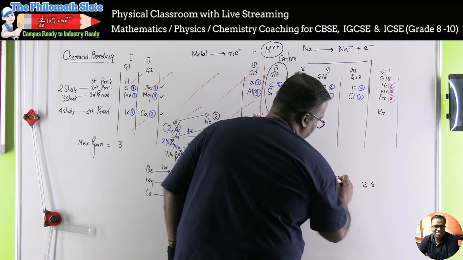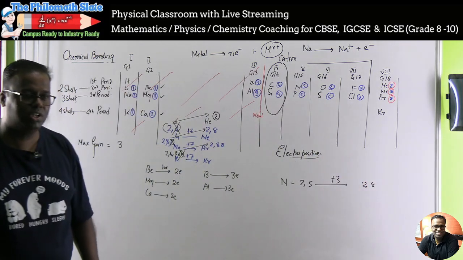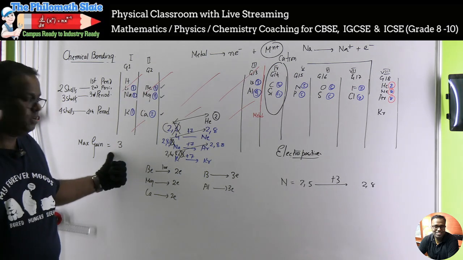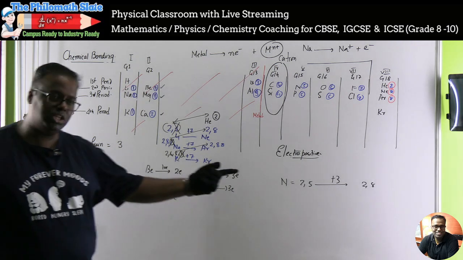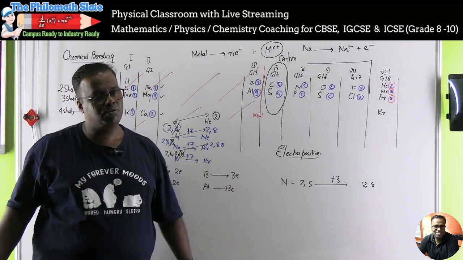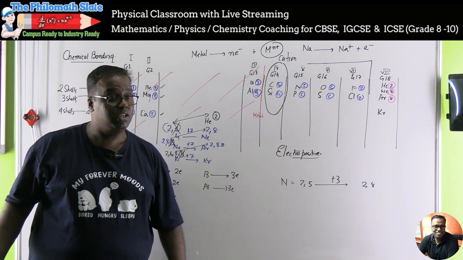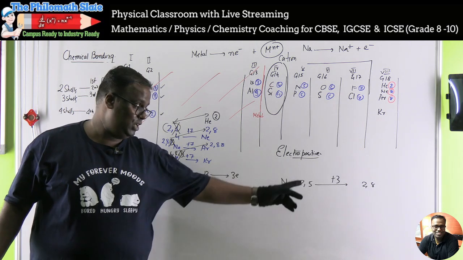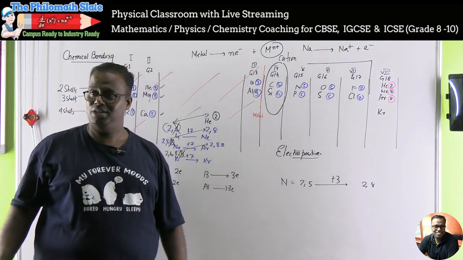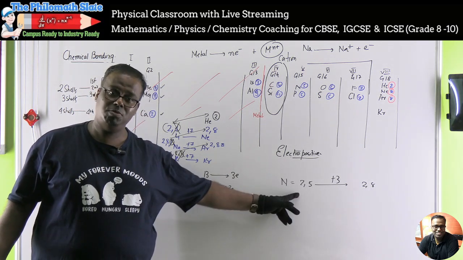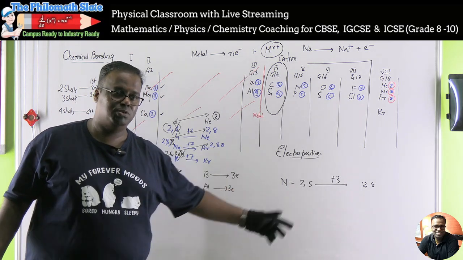The demand is for 3. How much can a person maximum gain? 3. Matching. Nitrogen will be a very good acceptor. Can nitrogen share? Yes. If somebody is willing to share 3 electrons, nitrogen is very happy. तो इसके लिए sharing भी possible है, gaining भी possible है.